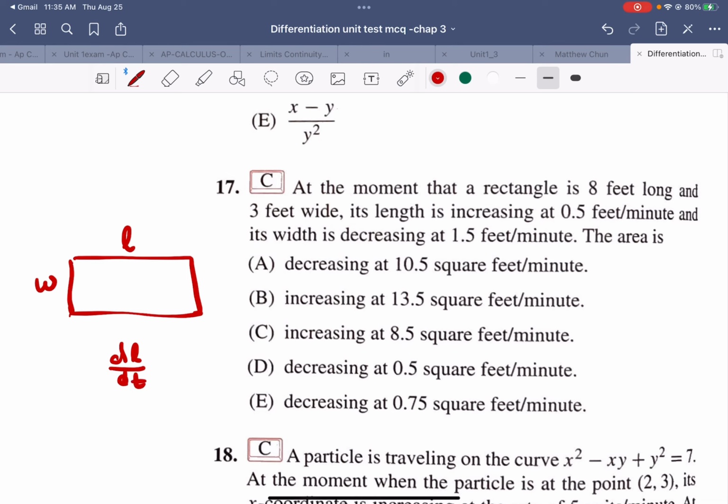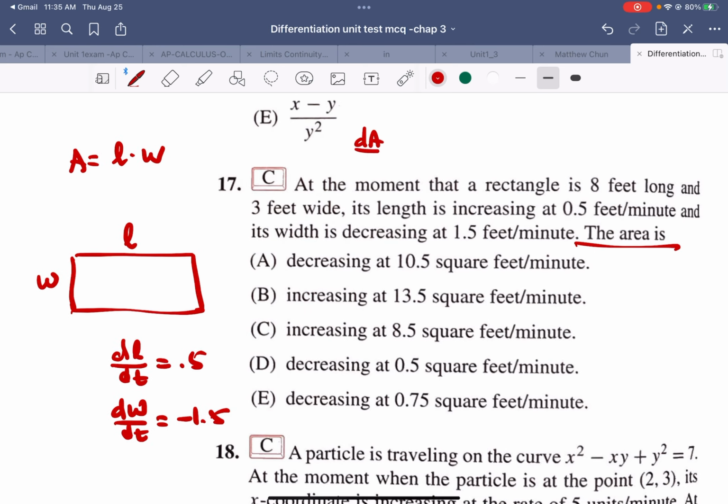dl/dt is increasing, so 0.5. I'm going to omit units for now. And its width is decreasing, so dw/dt, since decreasing, is negative 1.5. Area is length times width. So when you take a derivative, dA/dt, this is some product rule: dl/dt times w plus dw/dt times l.